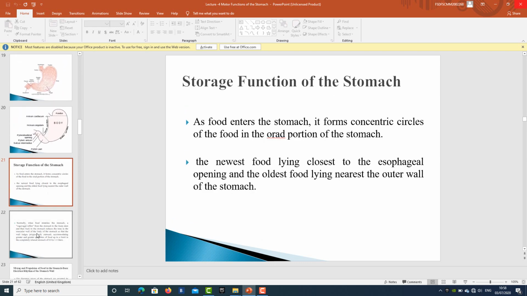Now comes the storage function of the stomach. As the food enters the stomach, it forms concentric circles of food in the orad portion of the stomach. The newest food is lying closest to the esophageal opening, and the oldest food is lying nearest the outer wall of the stomach, close to the pyloric end.